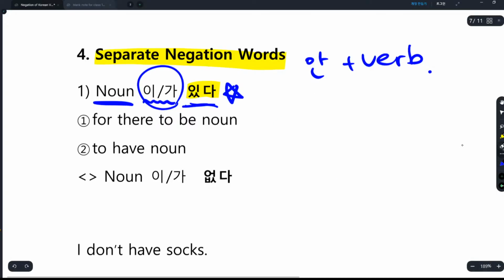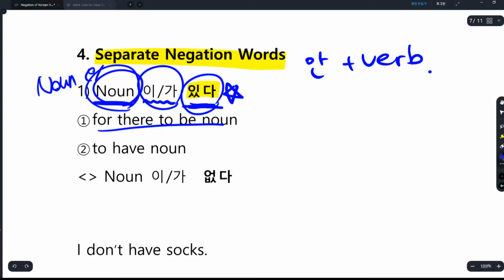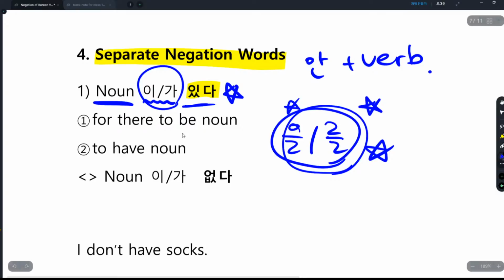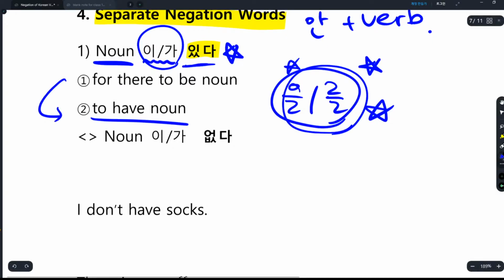Noun+이/가 있다. If you say noun+이/가 있다, its first meaning is for the noun to be there, to be somewhere. Like, there is a girl, there is a coffee. 있다 means that. So the noun kind of exists somewhere, and this noun is basically a subject, which makes sense, right? Because for something to exist, that something is the subject of exist.